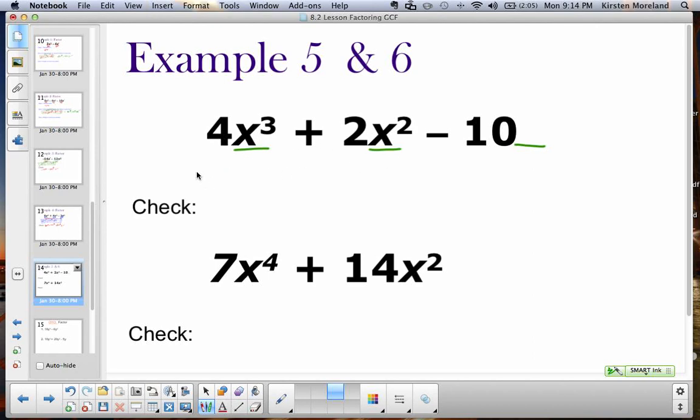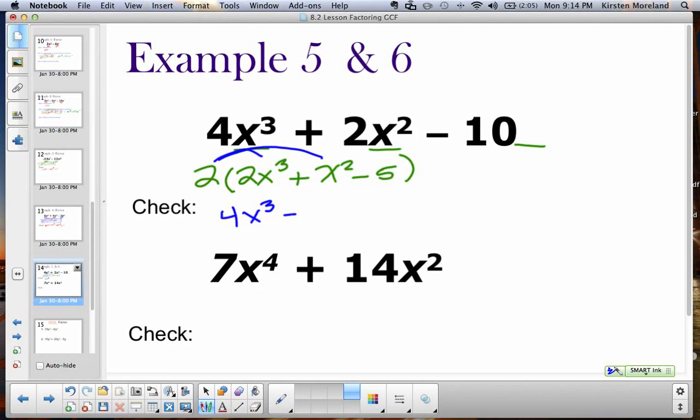But 4, 2, and 10 I can factor out a 2. So here I'm left with 2x to the third. This I'm just left with x squared, and this one I'm left with a 5. Now don't forget to check your answer. So 2 times 2x to the third is 4x to the third. 2 times x squared is just 2x squared. And 2 times negative 5 is negative 10. That matches my answer, so I'm done.